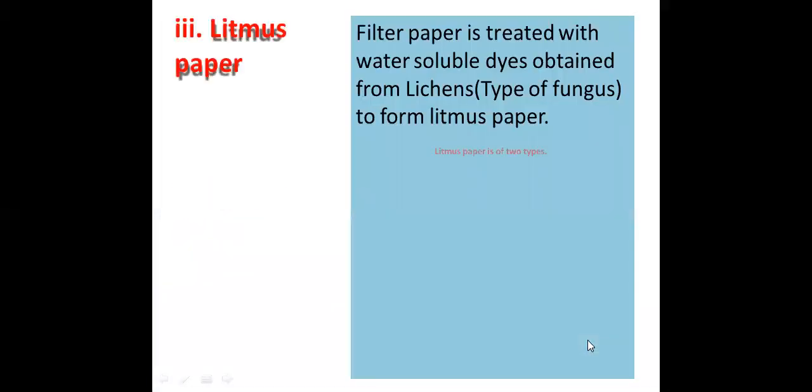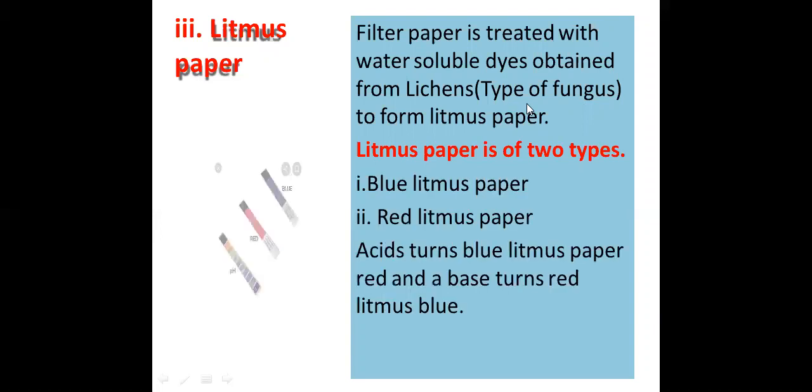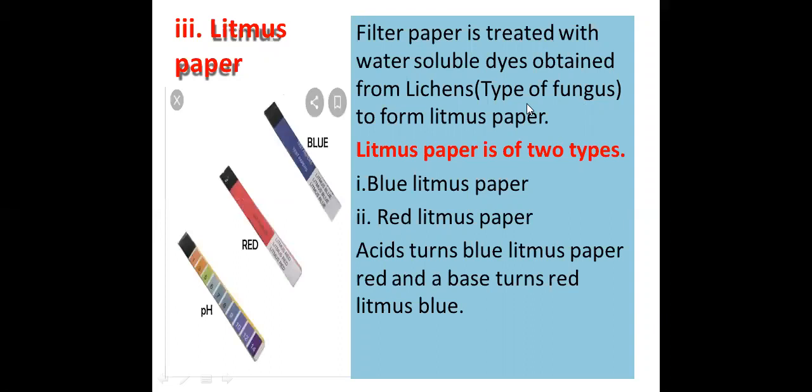Litmus paper, the third method, is litmus paper. Filter paper is treated with water soluble dyes obtained from lichens, which are a type of fungus, and form litmus paper. Litmus paper is of two types: blue litmus paper and red litmus paper. An acid turns blue litmus paper red, and a base turns red litmus paper blue.